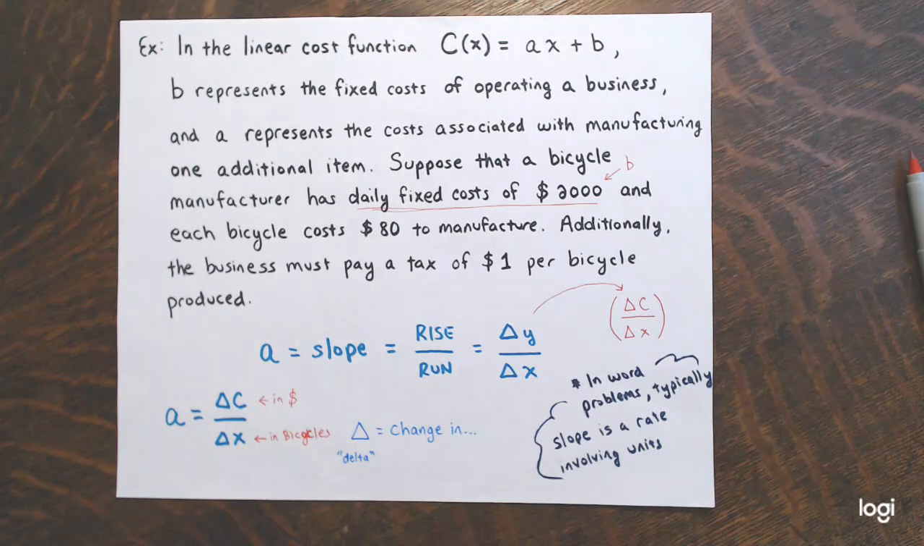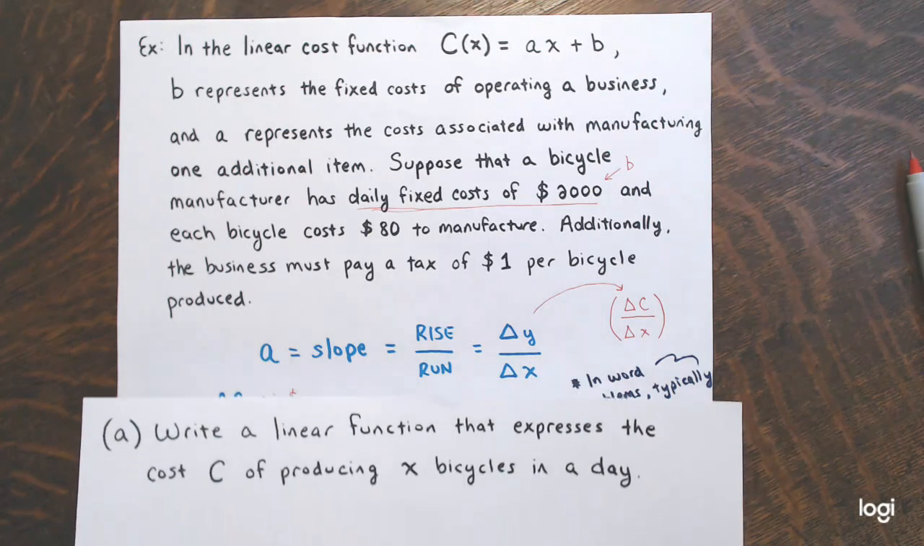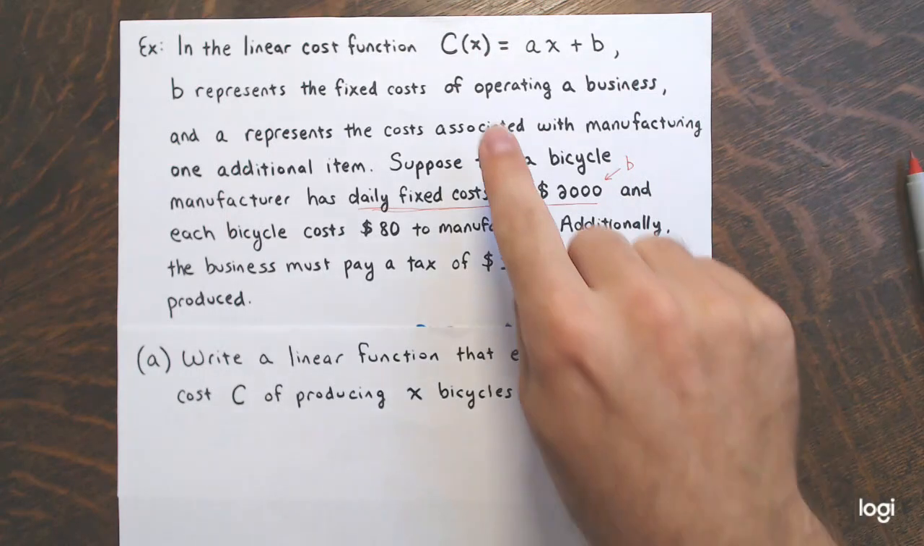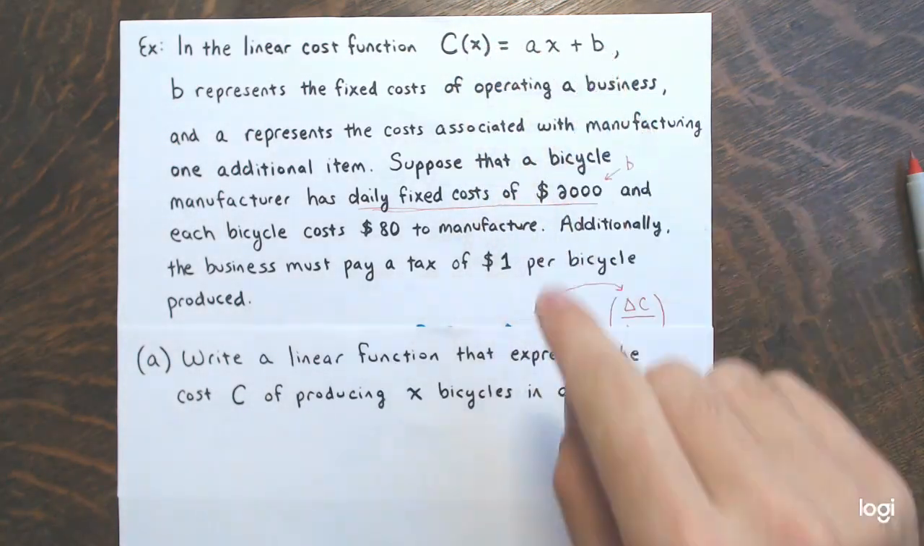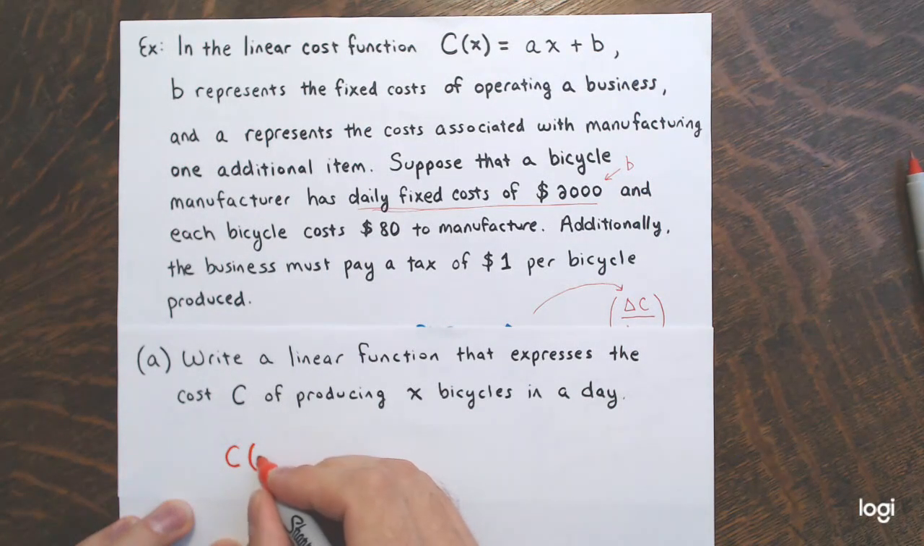All right, so I have several questions involved with this, several parts. The first of these, I'm going to cover up this stuff about the slope here, so take a good look at it or go back in the video if you want. So part A, I'm asked to write a linear function that expresses the cost C of producing X bicycles in a day, right? And they gave me the model up here. All right, so the cost of producing X bicycles, C of X, right? This is the cost of producing X bicycles in a day, equals.